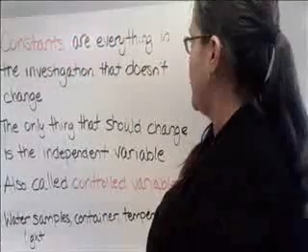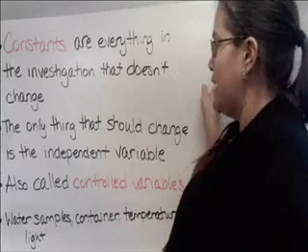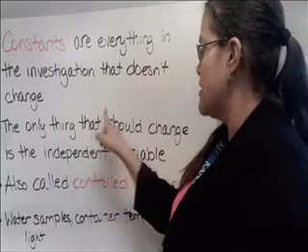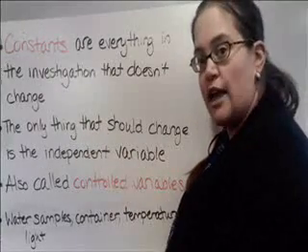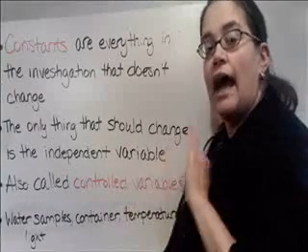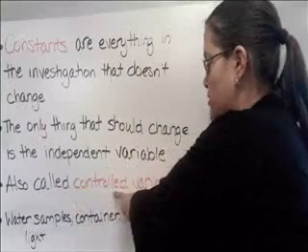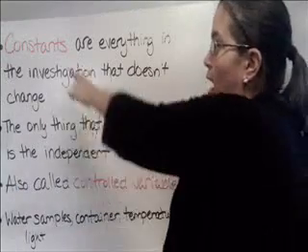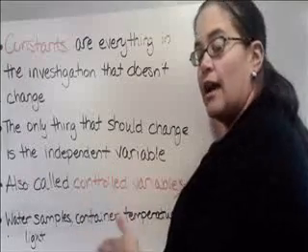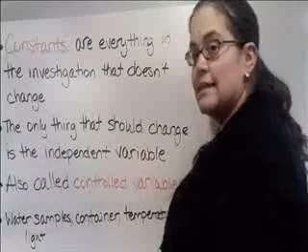Okay. The next type of variable is the constants. And this is everything in the investigation that doesn't change. So, the only thing that should change in your investigation is the independent variable. Everything else should stay exactly the same. These can also be called controlled variables. I will call them constants because there's another word that includes control later, and I don't want you to get those confused. So constants stay the same.